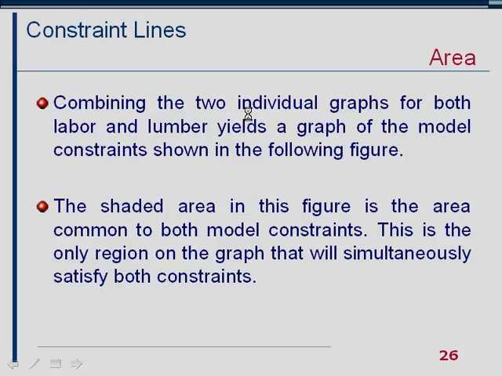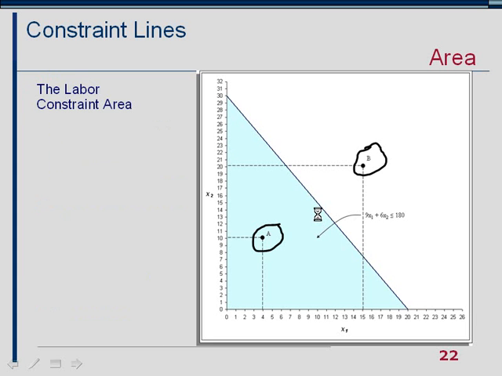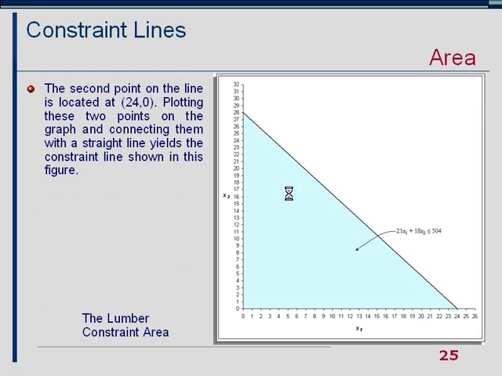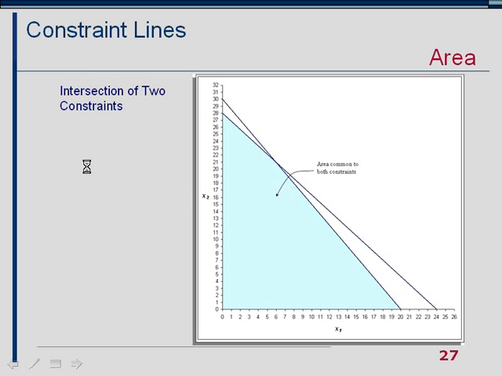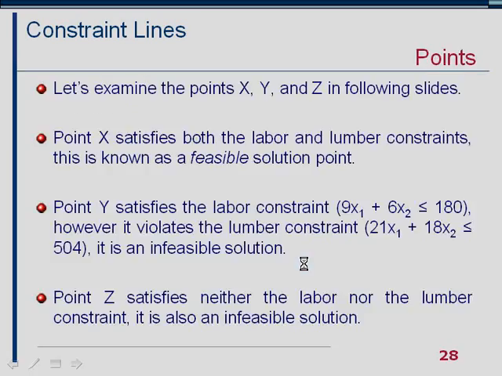So what we're ultimately doing is we're taking the intersection of this region here with this region here. And when we do that, this is what we get. We see that this area here is the area common to both constraints. So any point in this shaded region, or this light blue region, is a feasible solution. Is it the best solution? Probably not, but at least it is feasible. We don't violate any of our constraints. So let's examine points x, y, and z in the following slides.